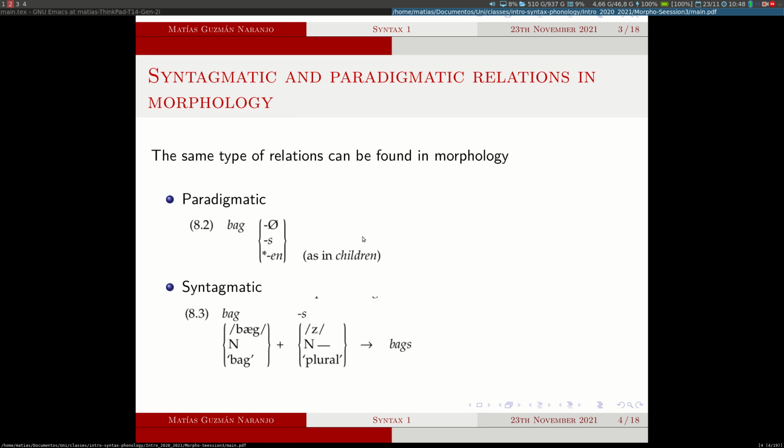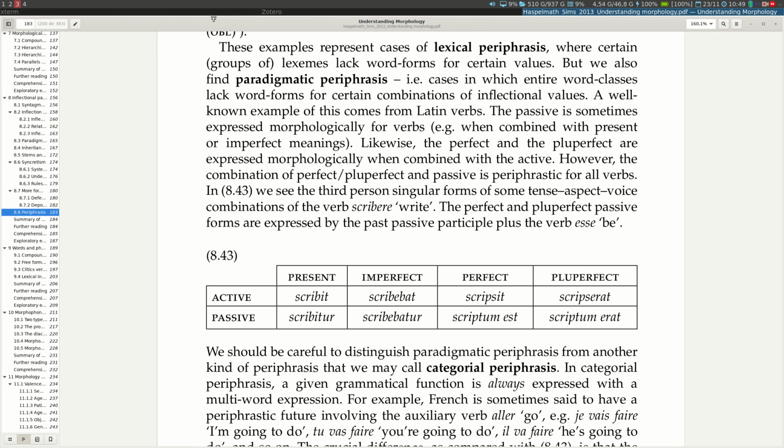Now, in morphology, we can think about inflection both in terms of paradigmatic and syntagmatic relations. So, if you look at the first example that has the number 8.2, in case you're wondering, all these examples in morphology have these numbers because I'm taking them from a book. I think I haven't linked to it yet.